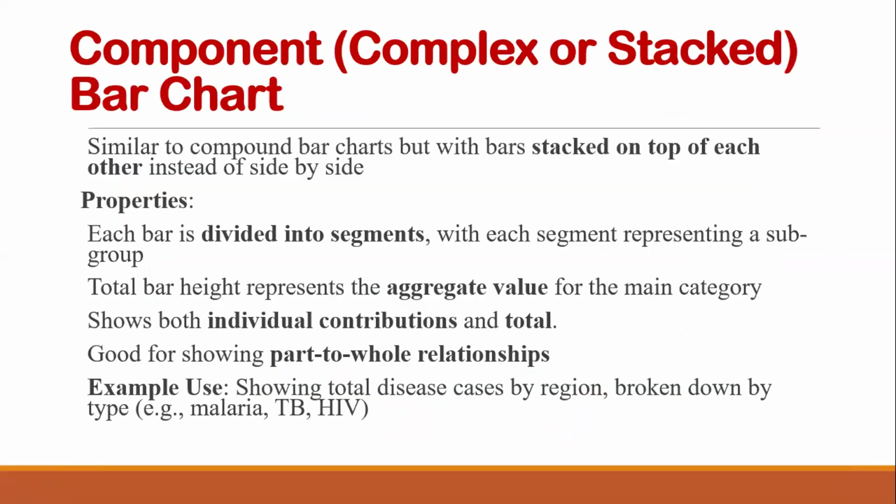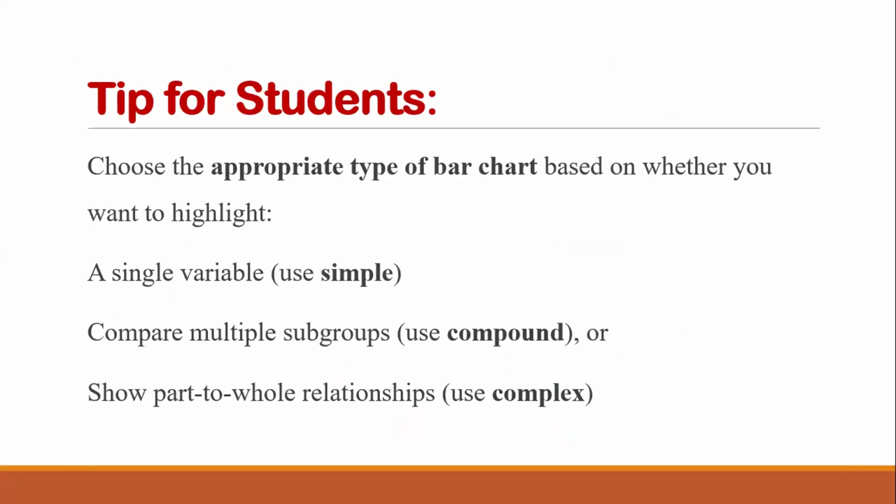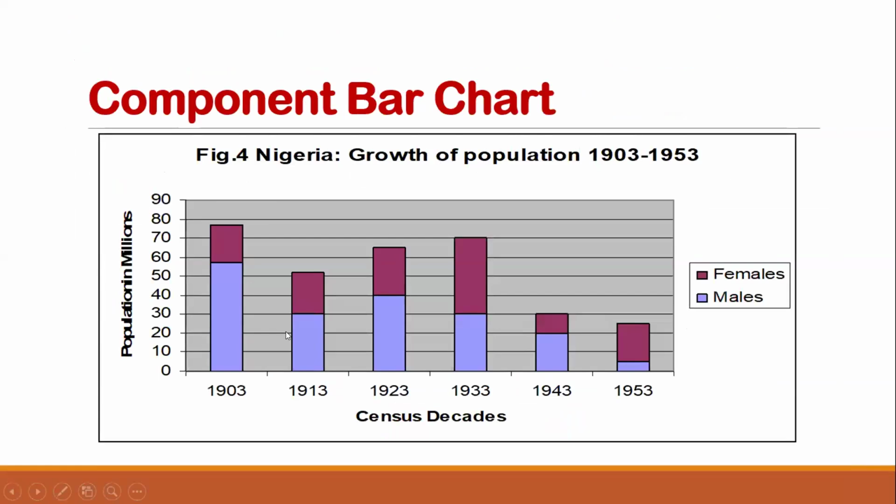Then component bar chart. Component bar chart is also explained here. See, this is how to present a component bar chart. You see, in one bar, you represent 3 or more than one group. You see, male and female are presented at different census decades. During census, this one is 1903, 1913, 1923, 1933, 1943, and 1953. This is the growth of a population from 1903 to 1953.